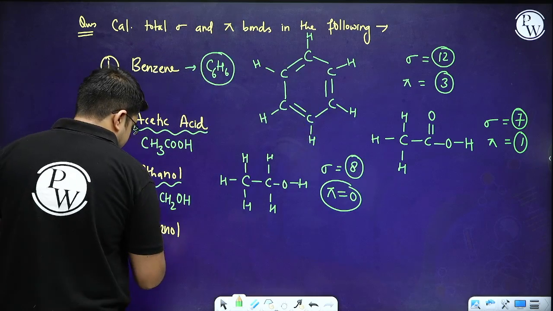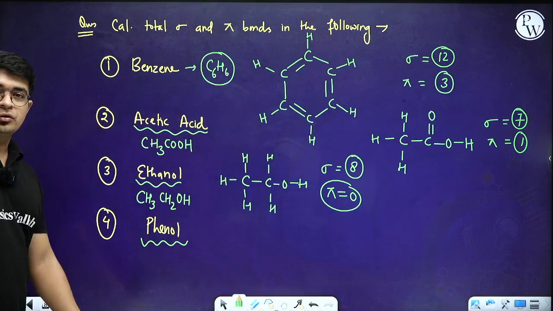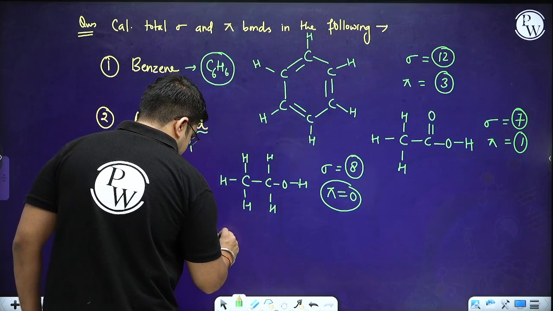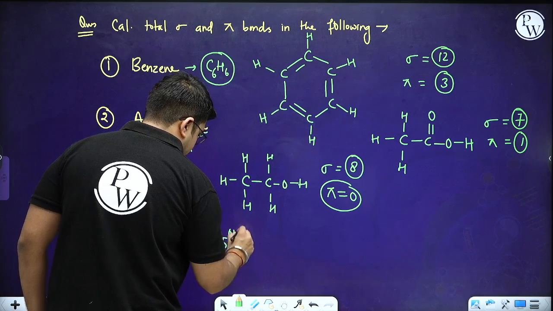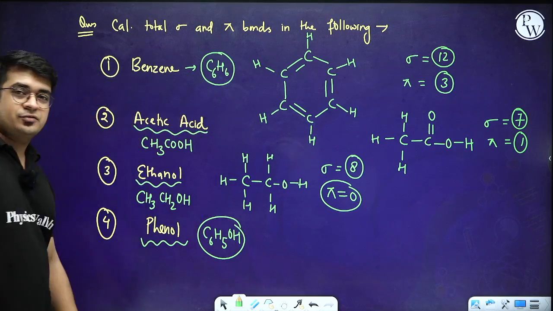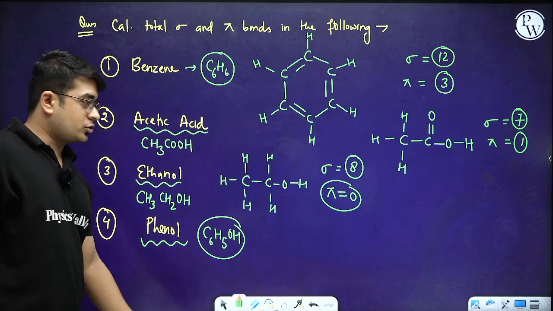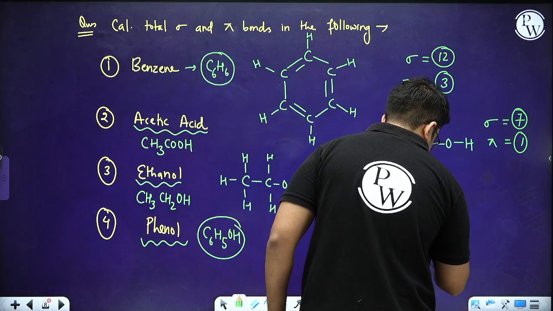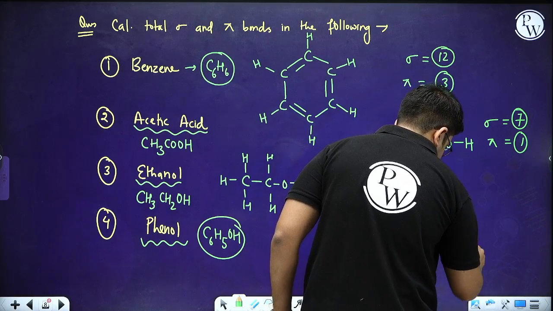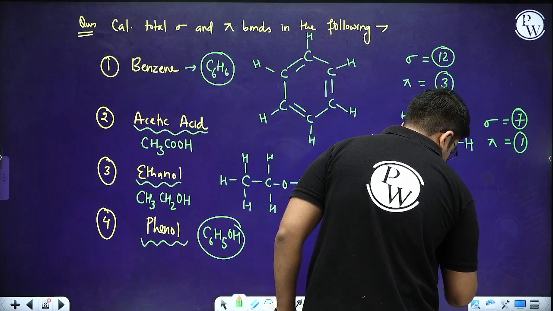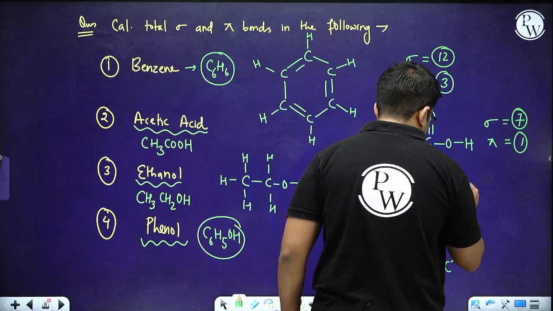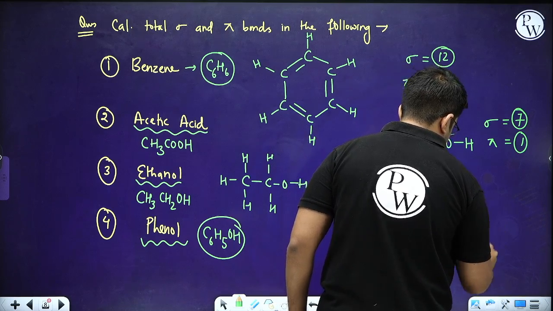And last part is phenol. Very interesting compound. This is basically C6H5OH. The formula is C6H5OH, just like your structure of benzene. So if I draw the structure, it looks like carbon, carbon, carbon, then carbon, carbon, carbon, alternate double bonds, and this one will be OH, rest are H.